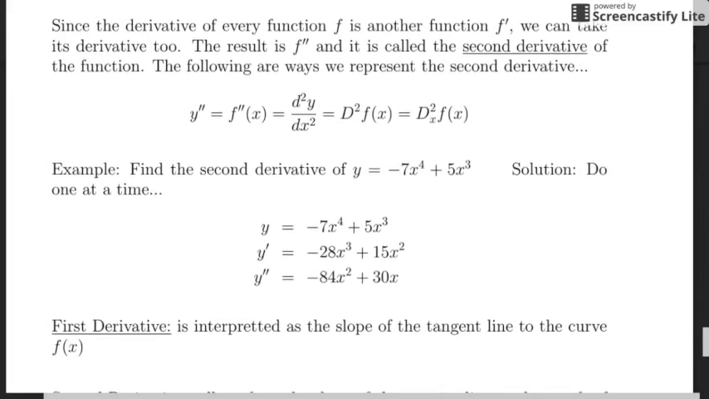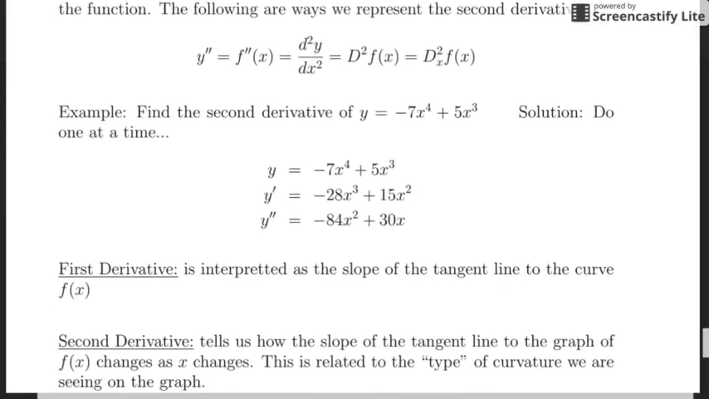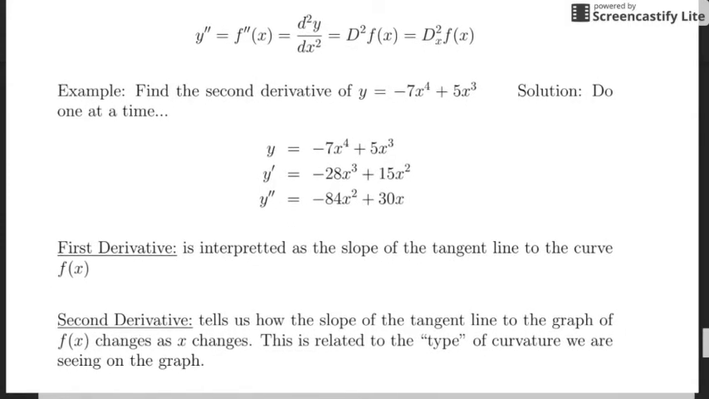Now, some stuff about the first derivative. We know that it is the slope of the tangent line to the curve. So when you take the second derivative, it's the tangent line to the tangent line. And what that does is tell you how the slope of the tangent line to the graph of f of x changes as x changes. So let's think about that. The first derivative is the slope of the tangent line to the graph. We know that that is a rate of change, an instantaneous rate of change.